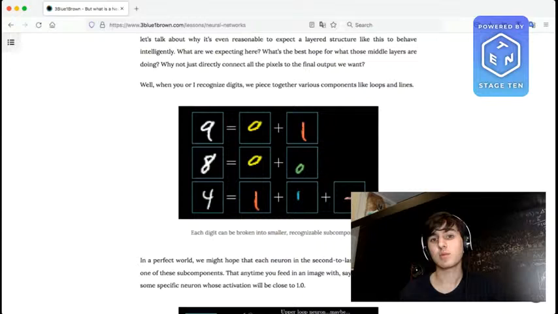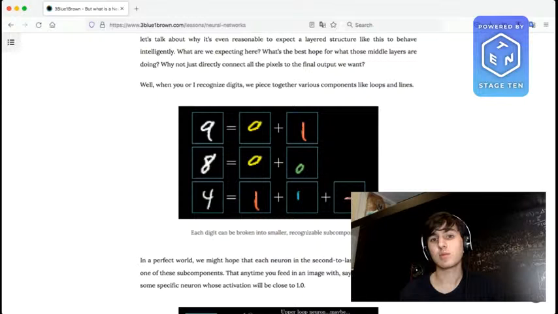So a 9 is really a circle-ish thing with a long line. An 8 is two circles, and a 4 is one long line, one short line, and one horizontal line. That does make sense. So, in a perfect world, we might hope that each neuron in the second to last layer corresponds to one of these subcomponents. That any time you feed in an image with, say, a loop up top, there's some specific neuron whose activation will be close to 1.